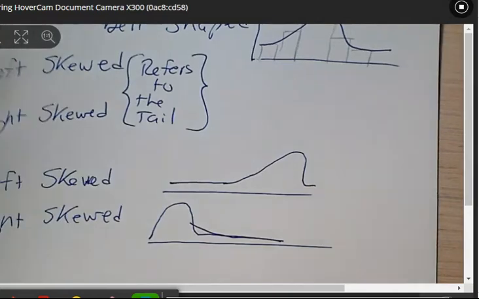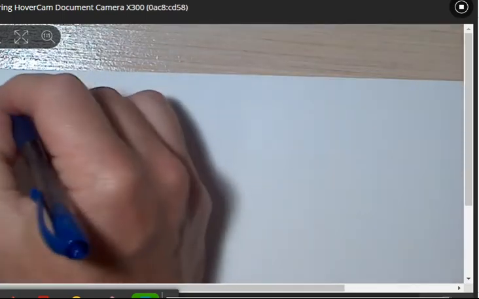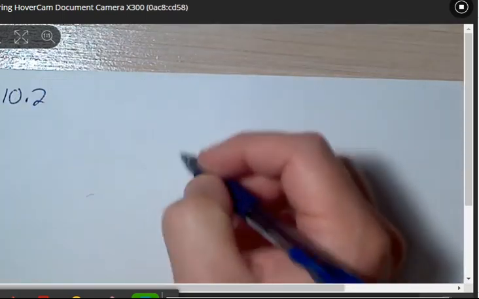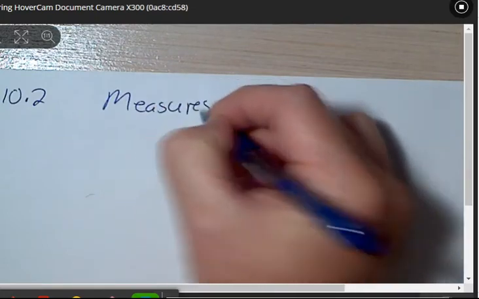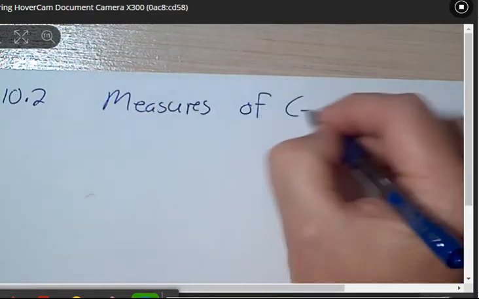Now with 10.2, they kind of pick back up. And this is one where you actually have to do a lot of math. 10.2 is what they call measures of center.